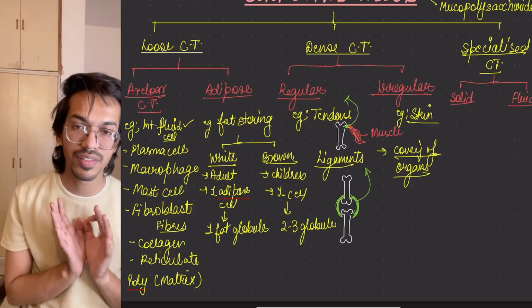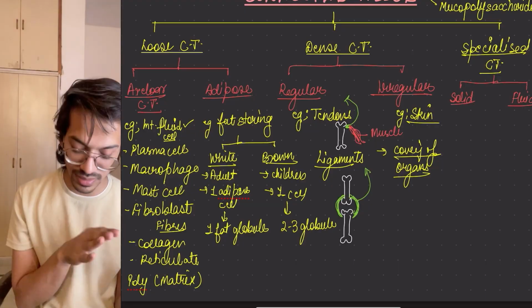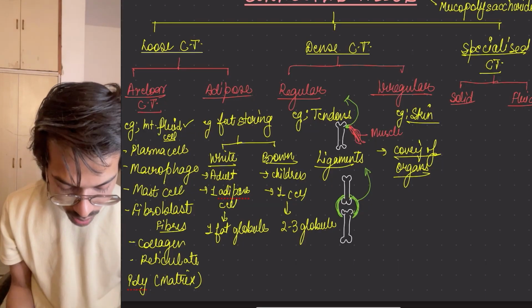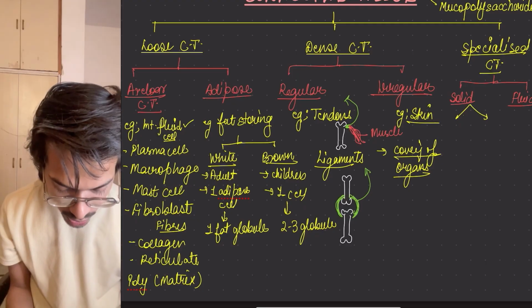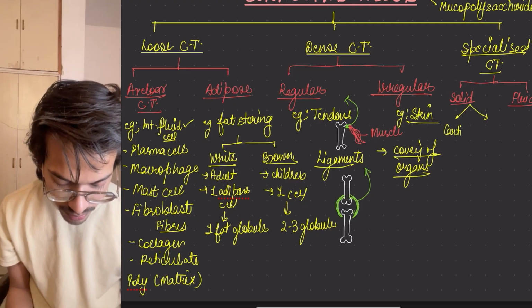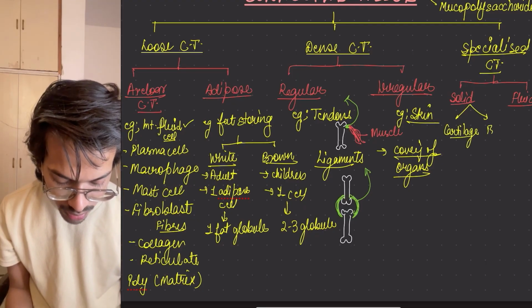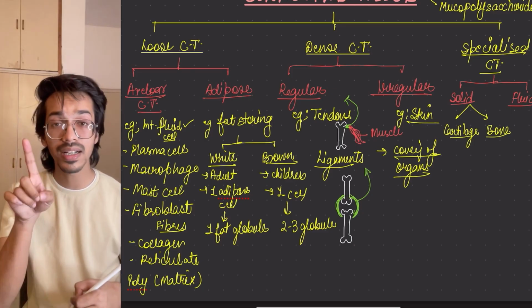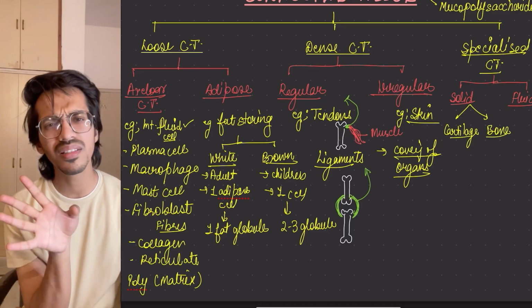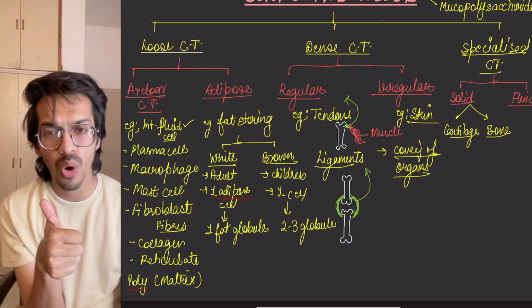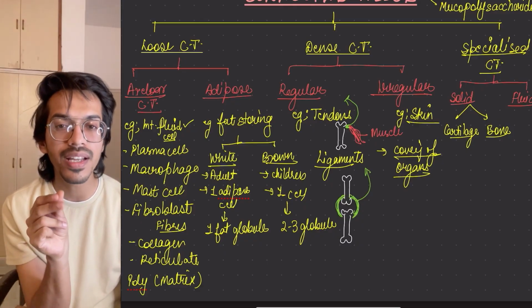Then comes the specialized connective tissue. In this, solid is there, fluid is there. The solid ones are two: one is the cartilage and another is the bone. Now the cartilage statement will come where the cartilage is solid but pliable. Pliable means we can cut it a little bit.